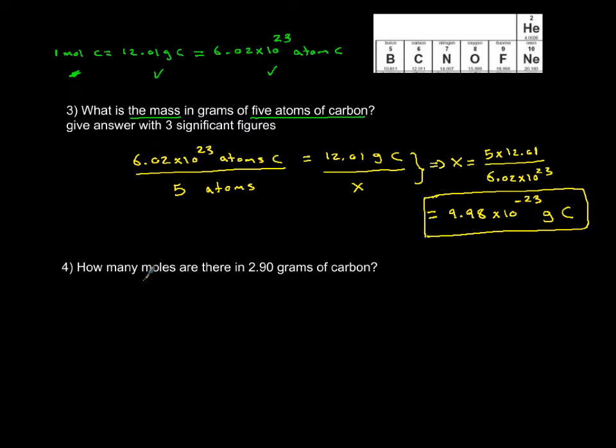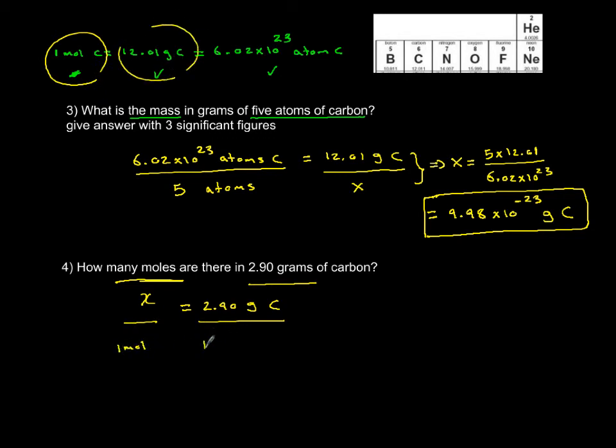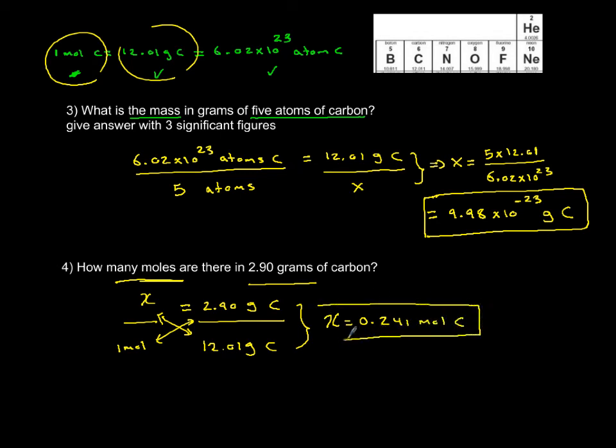Last question of this series, how many moles? So that's my variable x in 2.9 grams of carbon. So x equals 2.9 grams of carbon. Now x has units of moles, so I need my mole. So I put 1 mole of carbon is equal to 12.01 grams of carbon. We cross multiply, and x comes to life, which is 0.241 moles of carbon. It's important that you write your units. It's important that you put like units as numerator and denominator so they cancel each other out, and solve for your variable.